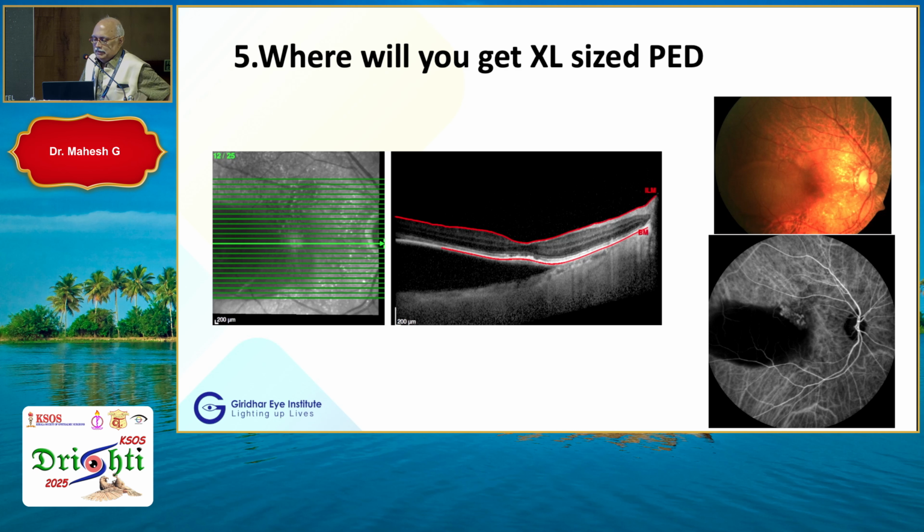Extra large PED, like it is not shirt size, XL sized PED. Where will you get it? Again, everything extra large is in PCV. So a huge pigment epithelial detachment is very characteristic in PCV. And will you call it extra large because it is not small?